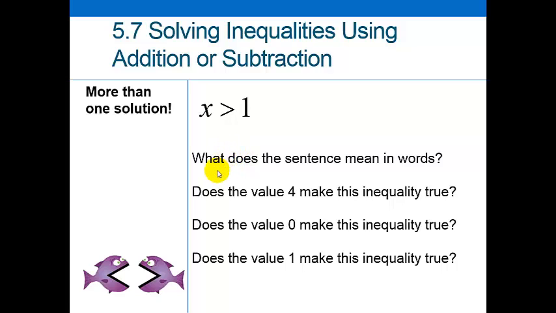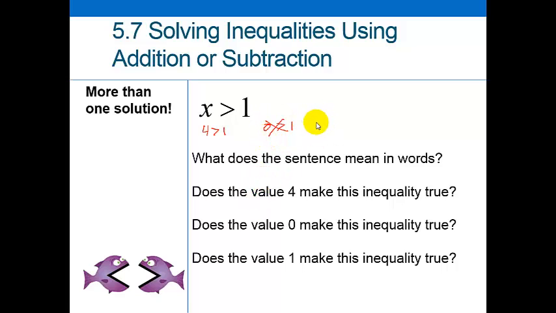So this sentence, what does it mean in words? The way I would read this in math, just like we read in English, we read from left to right. So x is greater than 1. Any solution I put in for x has to be greater than 1 to make it true. So I could put 5, 20, 5 million, whatever it is, anything greater than 1. If I put in 4, does that make it a true statement? 4 greater than 1. Yes, that's true. If I put in 0 for x, 0 greater than 1, nah, that's not true.